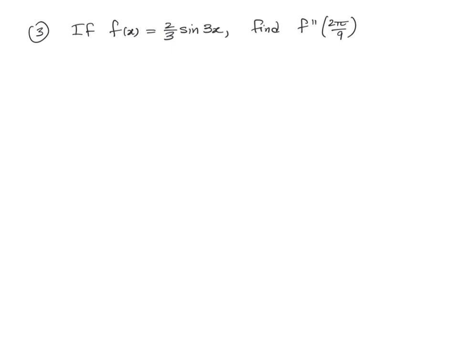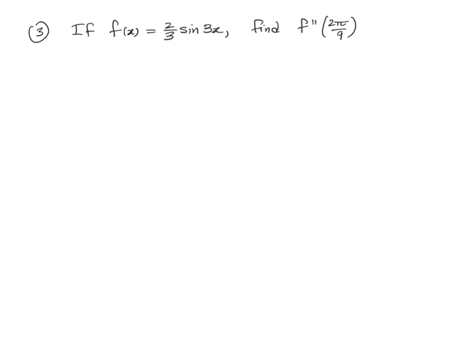Okay, if f of x equals 2/3 sine of 3x, find f double prime of 2 pi over 9. So we're trying to find the second derivative when x equals 2 pi over 9. So we would find the second derivative first without worrying about the 2 pi over 9, find f double prime of x, and then afterwards we plug the 2 pi over 9 into x and see what happens.